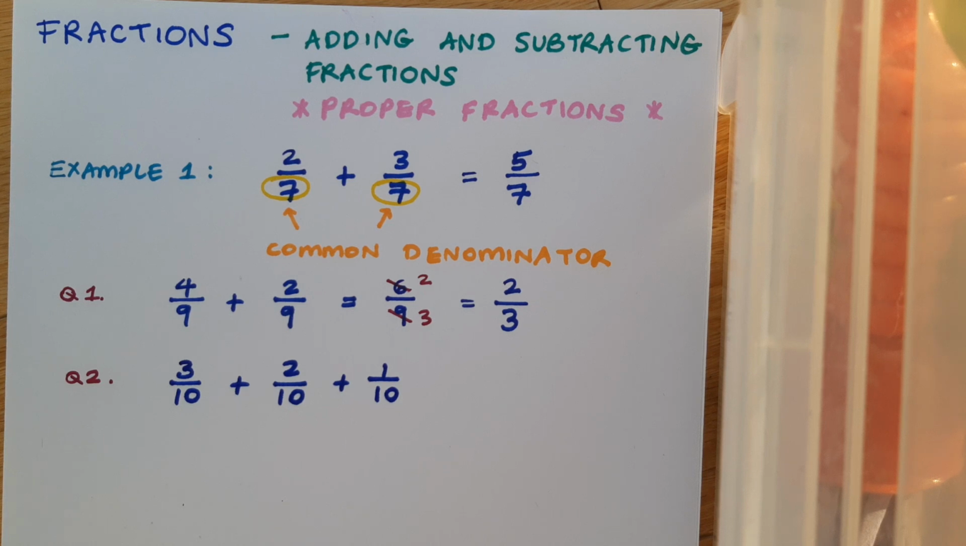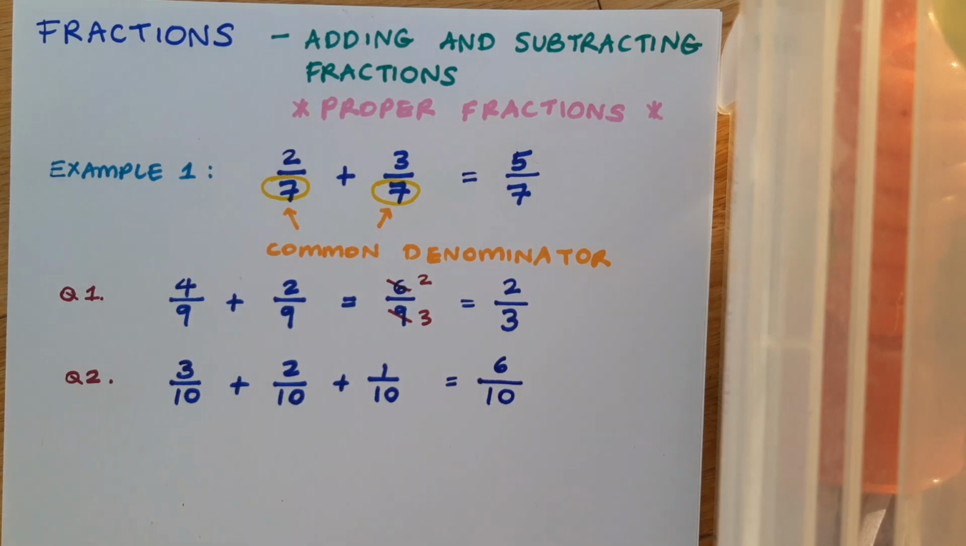3/10 plus 2/10 plus 1/10. Take a moment to do this, pause the video, and then play and see if you're right. Okay, so again, I've got a common denominator. It's tenths all the way, so no problem there. I can just add my numerators, and I'll get 6 over 10.